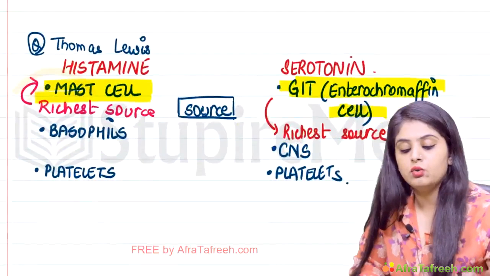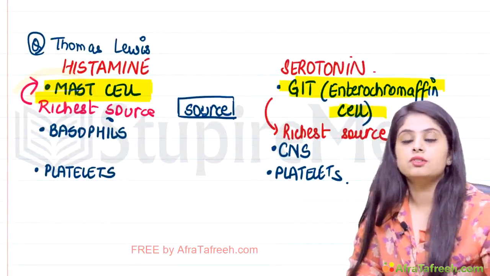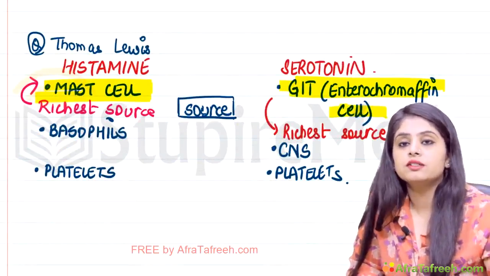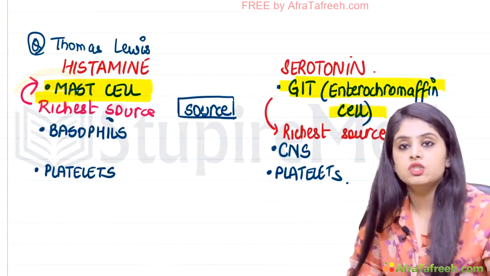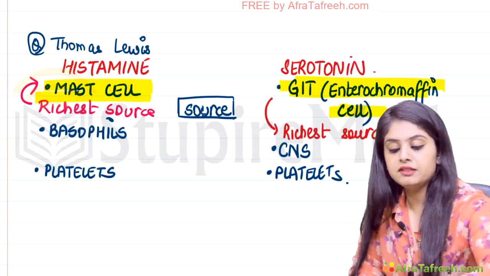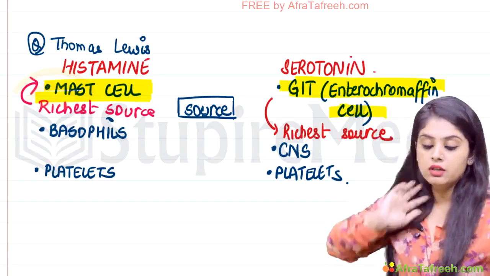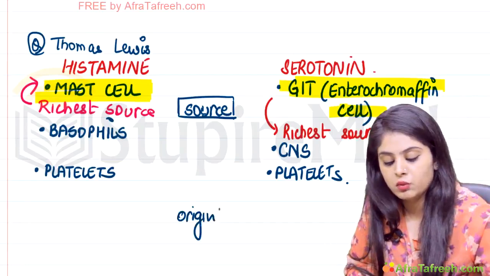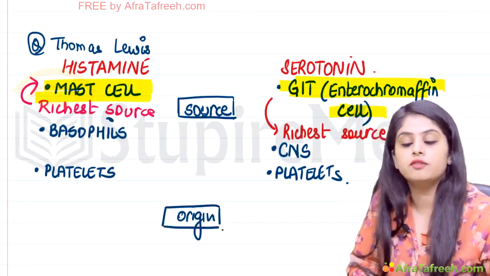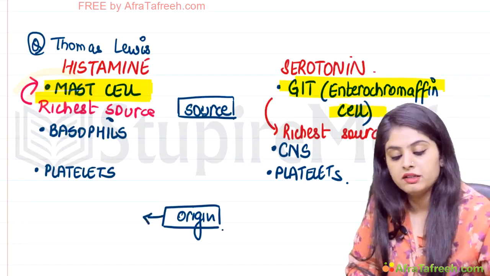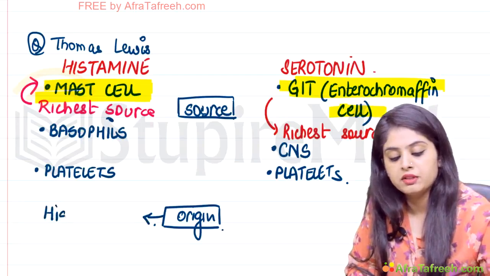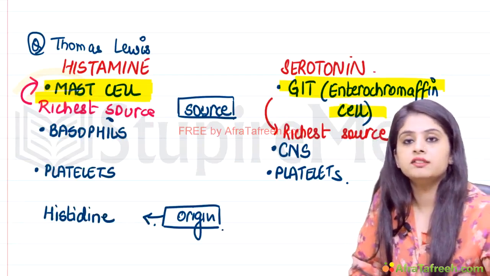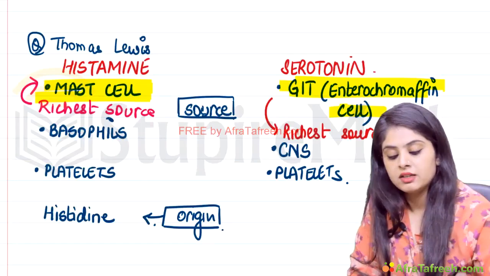So we've done two very important questions here. The richest source of histamine is the mast cell. The richest source of serotonin is the enterochromaffin cell of the GI tract. After this, the next thing that we need to know now, what is their origin from? What amino acid are they originating from? So remember, histamine arises from histidine. Name is similar, histidine, histamine.